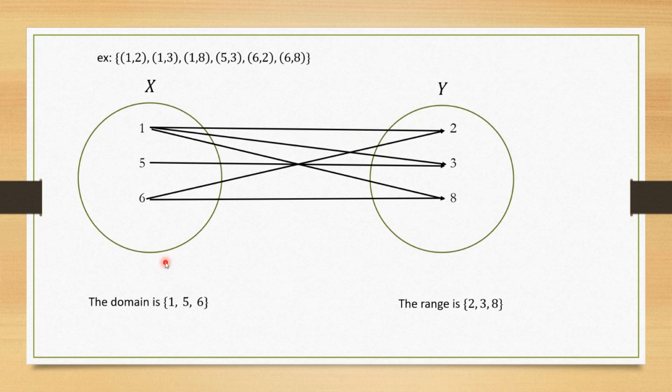So the domain, again, is 1, 5, and 6. All the x coordinates, again, we're not listing an element more than once. You don't do that in a set. And the range is 2, 3, and 8. Okay, so this is a fun-looking relation.